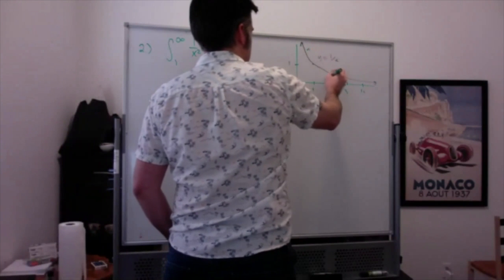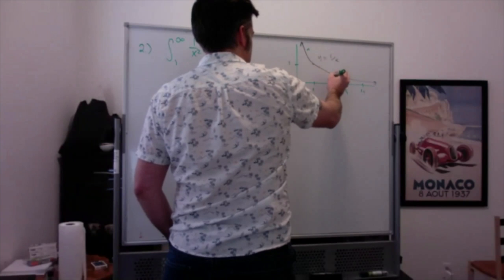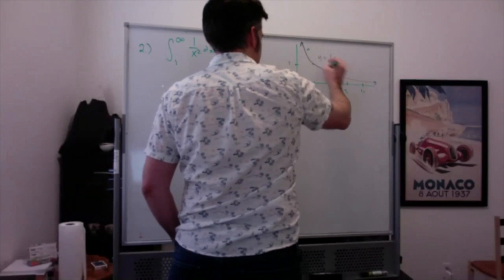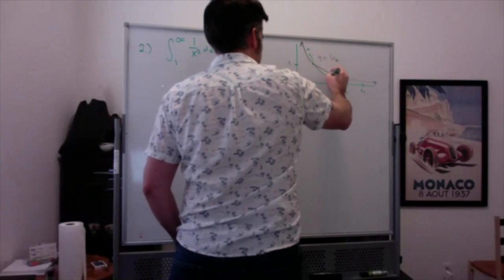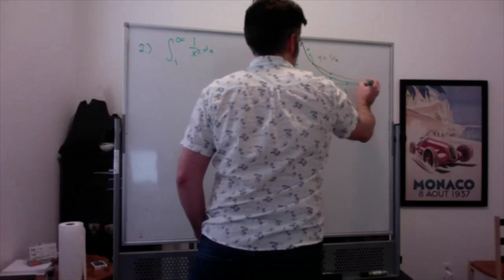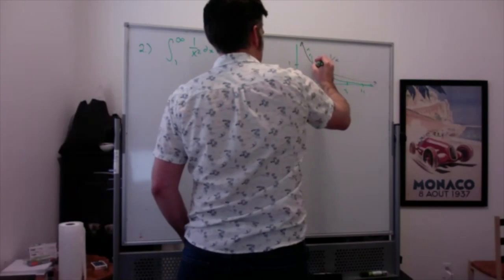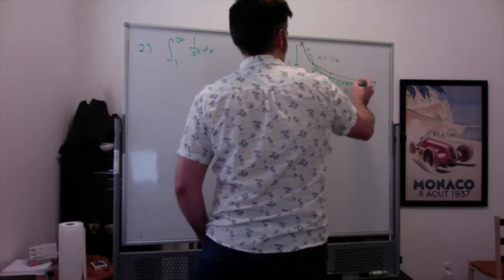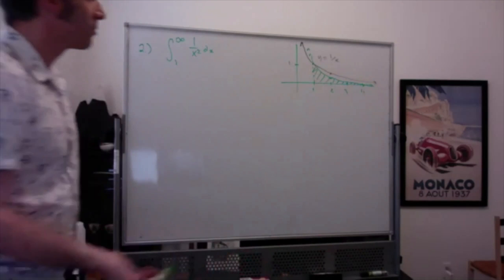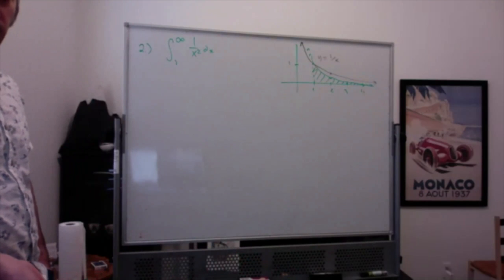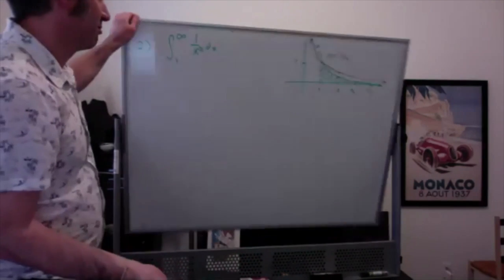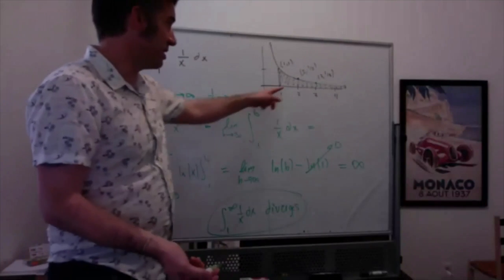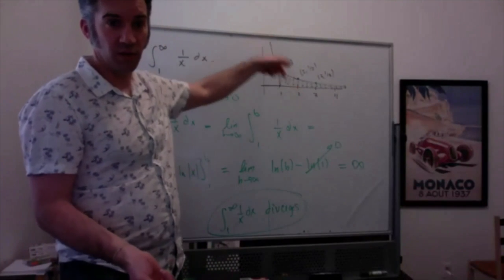But then you get the point 2, 1, 4. And you get the point 3, 1, 9. So it gets smaller way faster. So we're asking how much area is under this curve as we go up to infinity. And I want to remind you guys, there was an infinite amount of area under 1 over x from 1 to infinity.